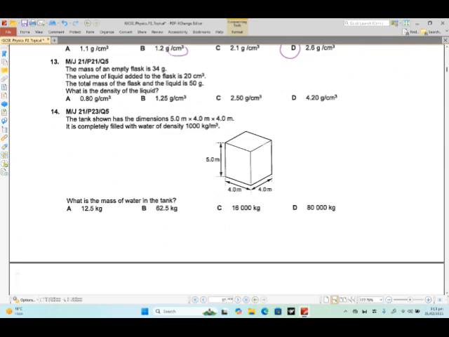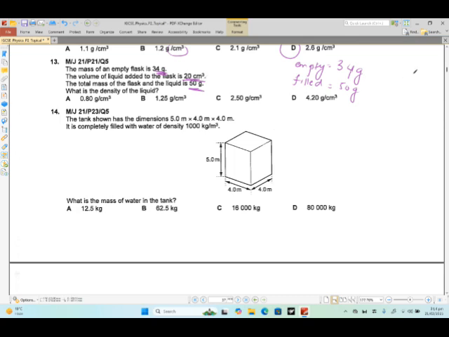The mass of an empty flask is 34 grams. The volume of liquid added to the flask is 20 centimeter cube. The total mass of the flask and the liquid is 50 grams. What is the density of the liquid? We now know that the flask when it was empty was 34 grams. When it was filled with liquid, its mass is 50 grams. And we know that the volume of the liquid is 20 centimeter cube.